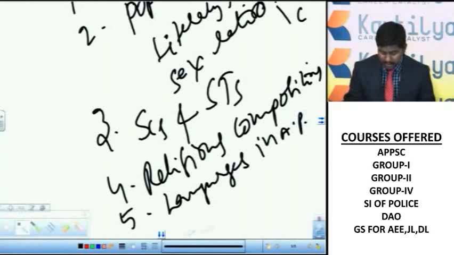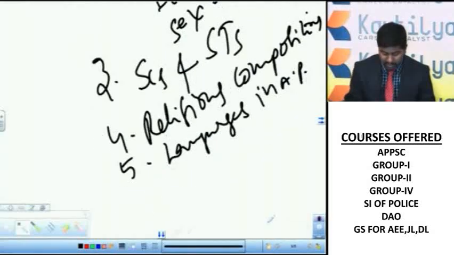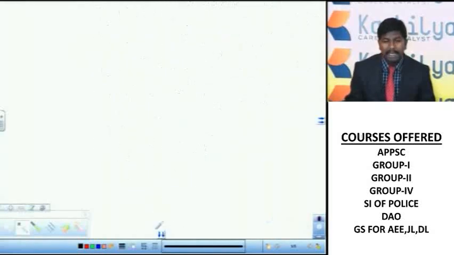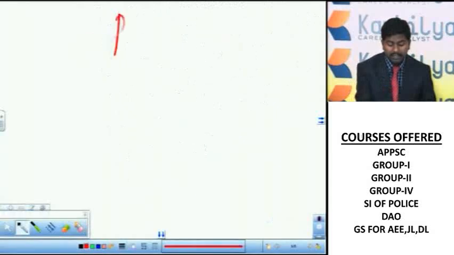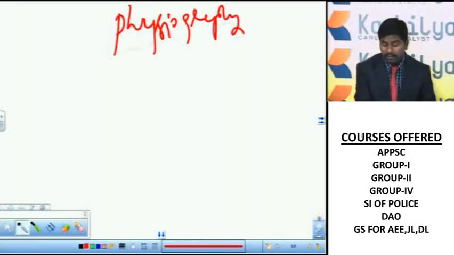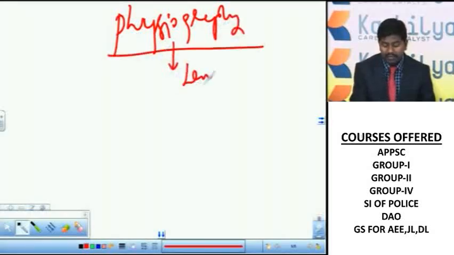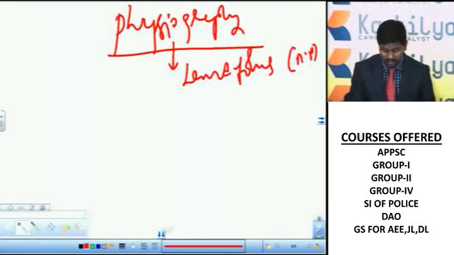Now in this class I will give you a brief introduction about the AP physiography. In AP Physical Geography, the first topic is AP physiography. The physiography of AP deals with the different types of landforms in Andhra Pradesh.